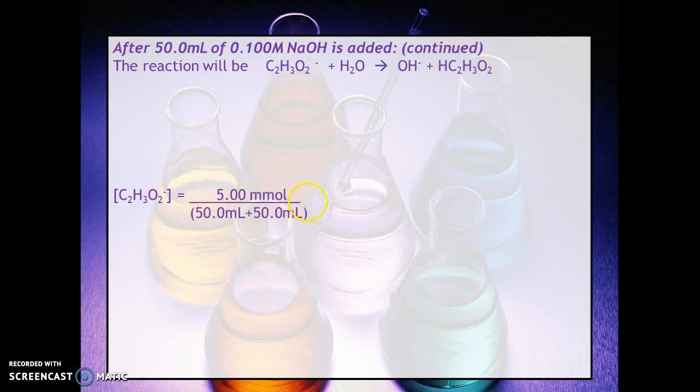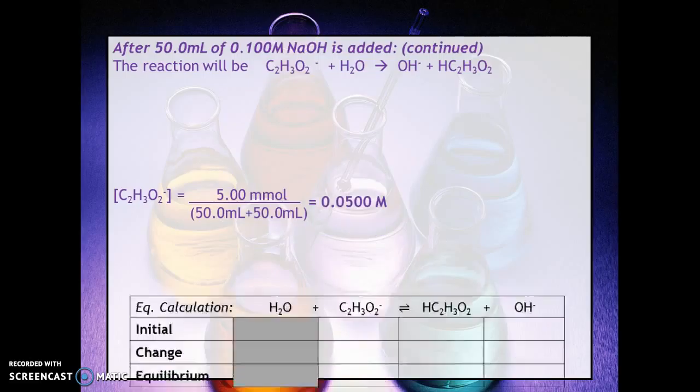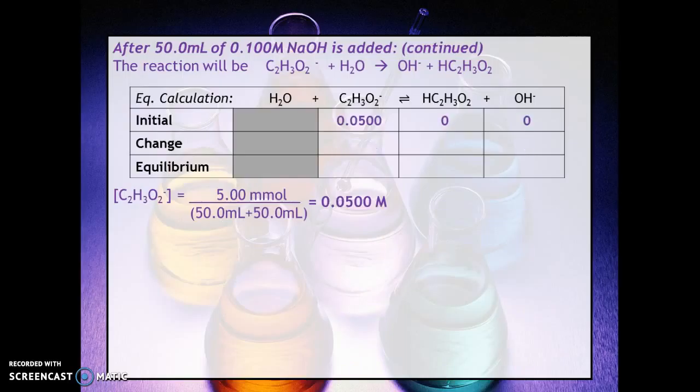So I divided it by my total volume right now, which I got from up here: the amount of NaOH I added plus my initial amount of that acetic acid I put in from the original question. And I got out my molarity. Then I plugged my molarity in my ice box. Molarity, we know it's going to shift to the right and produce these things.